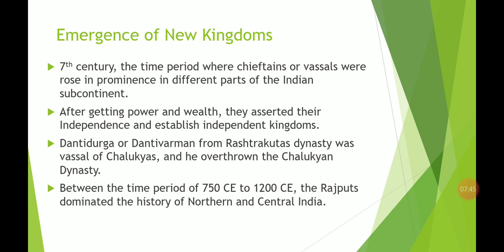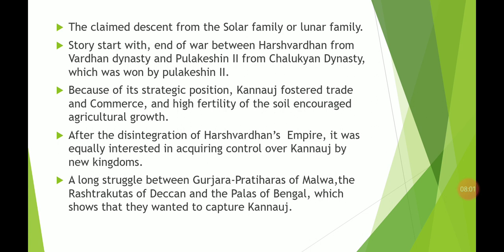kingdoms. Now, between the time period of 750 CE to 1200 CE, the Rajputs dominated the history of northern and central India. So this was the time when these Rajputs were dominant in northern and central India. In the first history chapter, I explained some of the Rajput families, like the solar family and lunar family. They said they are from the sun or the moon family. So they were the most powerful Rajputs during that period. And we have also studied the Agnikul, which also belongs to the Rajput family.